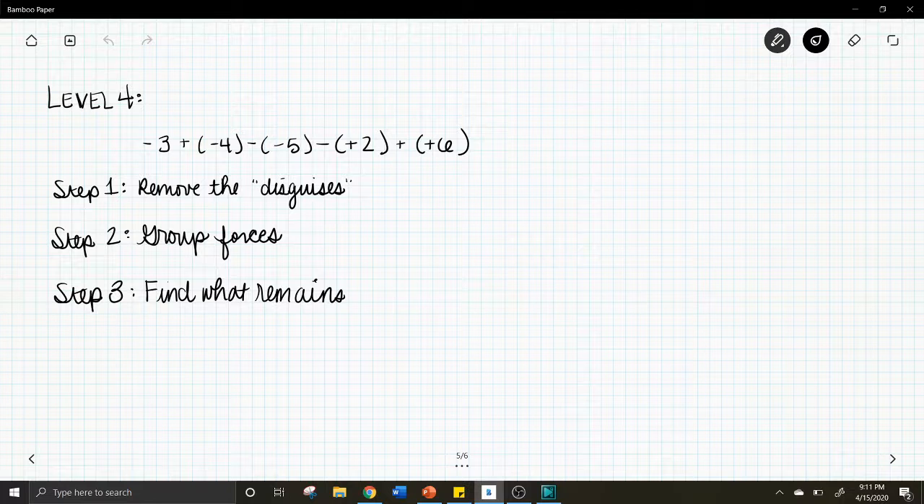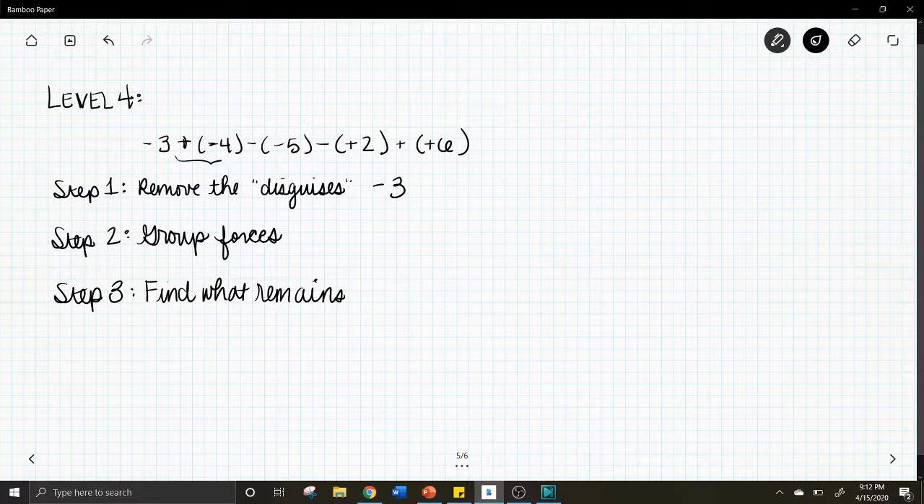We have a -3, perfect. That can stay as it is. Now we have a plus and a -4. Remember, when you have two of the opposite signs, it will get the negative symbol. All right, next we have a negative and a -5. Regardless of its parentheses, if you have two of the same sign, it will become plus.